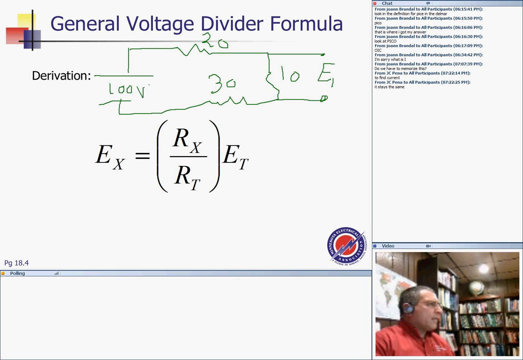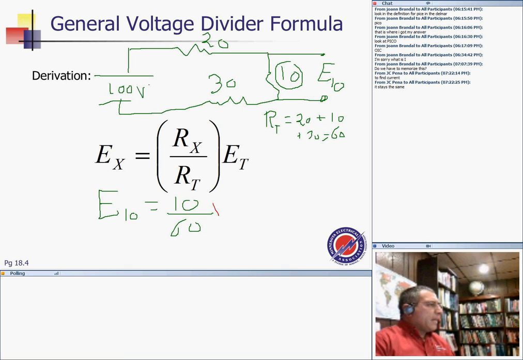I want it across E10. Look how easy it is, guys. For E10, the X becomes 10. E10 equals, what's Rx? Rx is the 10, so that's 10 divided by R total, the total resistance of this whole circuit. You agree that it's 20 plus 10 plus 30, and it doesn't take a genius to tell you that it's 60.